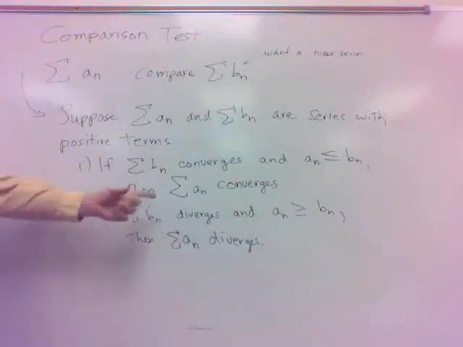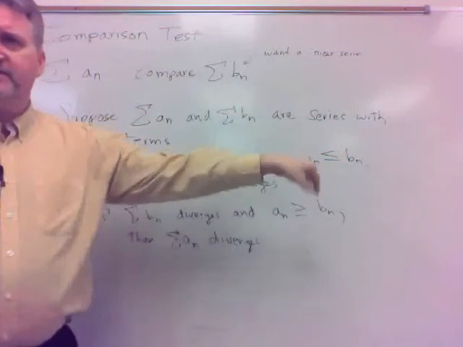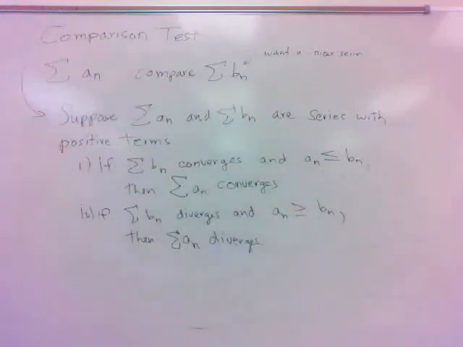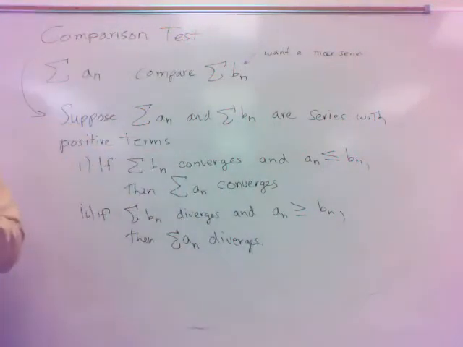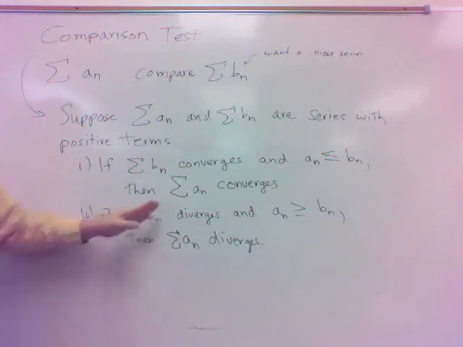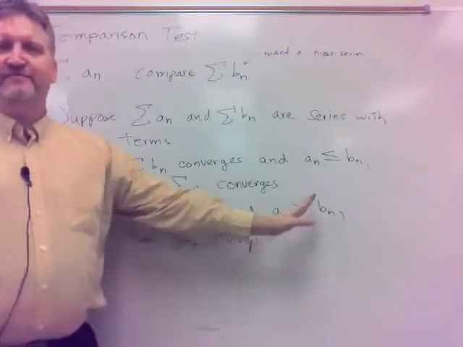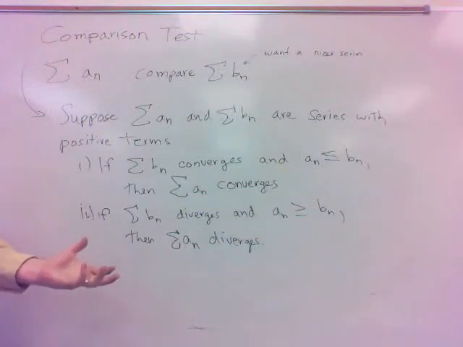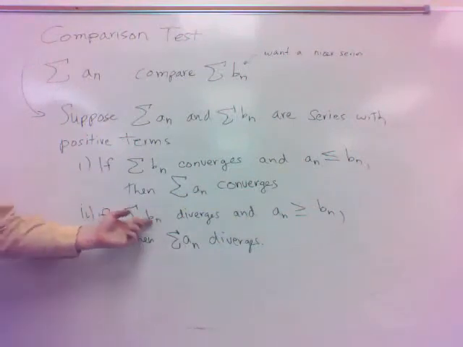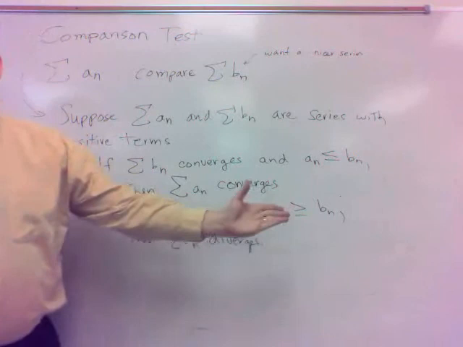In part 2, you've got the B sub n diverges, but you also have the A sub n's greater than the B sub n's. Now, what if it so happens B sub n diverges and A sub n is less than B sub n? What happens to the comparison test? It's a no-go, okay? If the B sub n diverges and A sub n's are less than B sub n, the comparison test tells you nothing, because it just tells you the B sub n diverges and the A sub n's are less than the B sub n's.